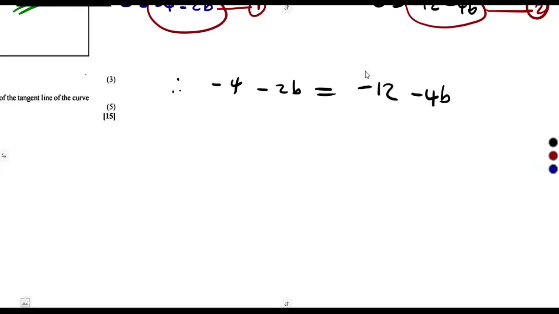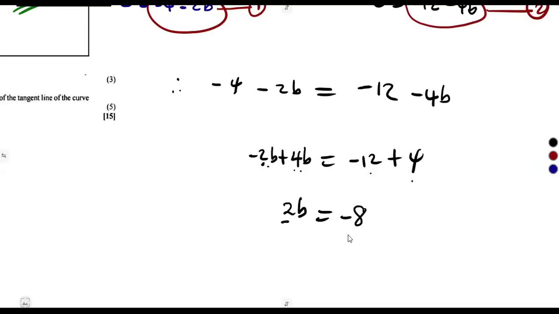I'm just going to take the 4 to this other side and the minus 4b to this side. So it will be minus 2b plus 4b. The minus 4 to the other side is going to be a positive. Negative 12 plus 4. Negative 2b plus 4b, sorry, that will be 2b. Negative 12 plus 4 is going to be negative 8. So divided by 2, that's our b, which is negative 4. So our b there is going to be negative 4.